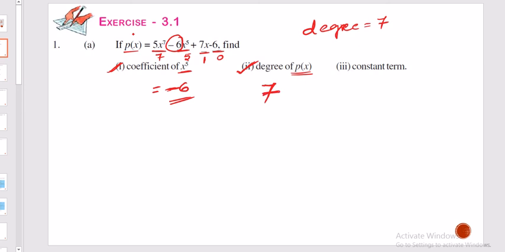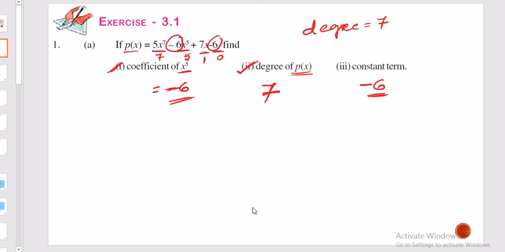Next, the constant term. So what is the constant term? The constant term is nothing but the term which does not contain any variable. That means it is the term which is having only the constant. So what is the constant term here? Minus 6. Always remember, whenever you have a minus, you need to specify it. If you are having a positive, there is no need to write plus, but for minus you need to specify that minus.